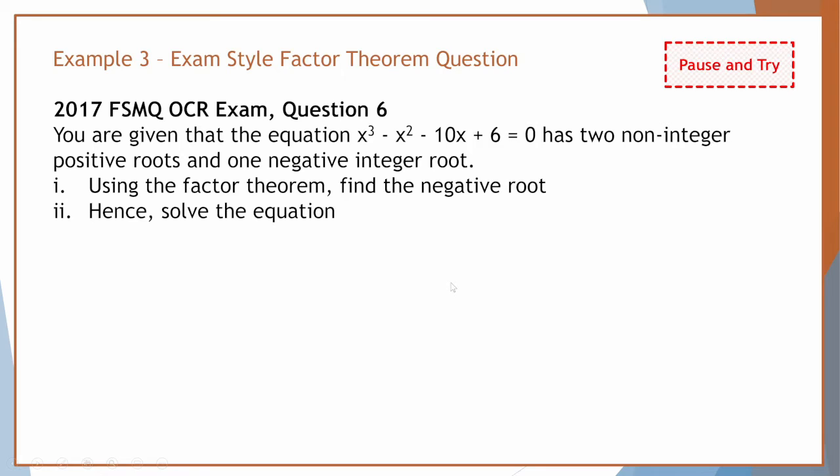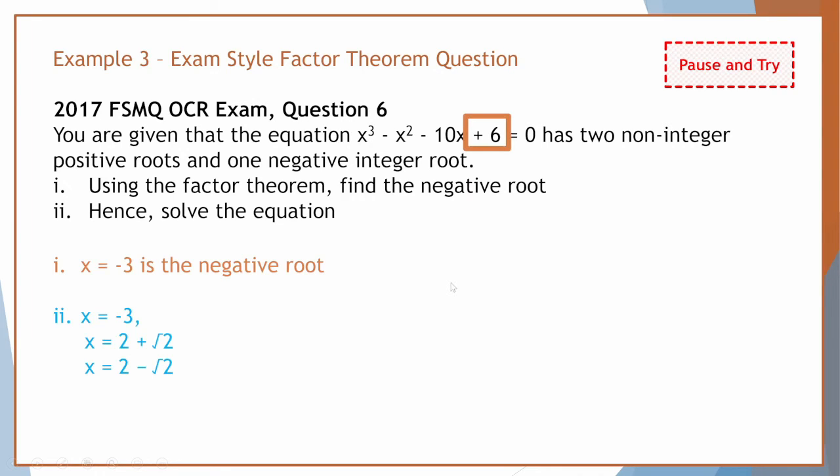We have to look at this plus 6 term. What we do is we find the factors of this plus 6 term and then use those factors first in trying to find a root for the function. That's the hint I'm going to give you for this. Once you find that root, you can use that to factorize the function fully and then find the roots of the equation and solve the equation. So go ahead and pause the video, give it a go, and then come back to the video.